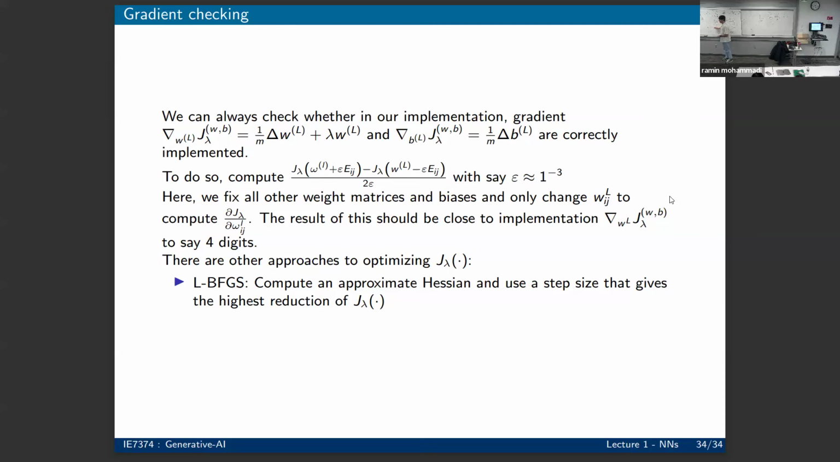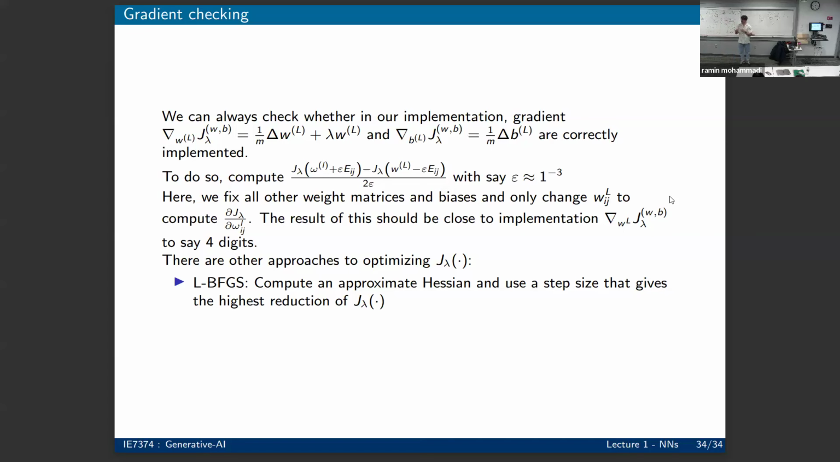All of those are 0 except for this. So you have an epsilon here. You sum this with this W, so only this one becomes updated. And once you subtract and divide that by 2 times epsilon, whatever answer you get should be pretty close to whatever gradient your model is giving you.